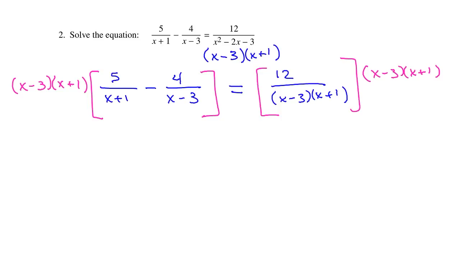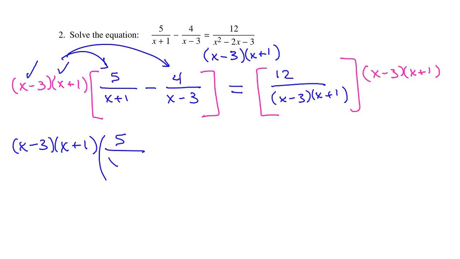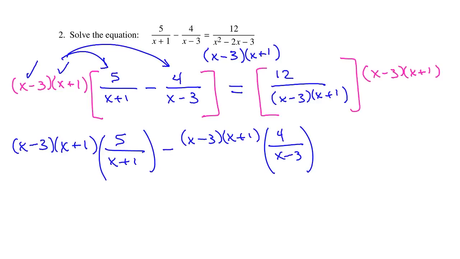On the left side, I'm going to distribute these two factors to both of these two terms. So that gives me x minus 3 times x plus 1 times 5 over x plus 1 minus x minus 3 times x plus 1 times 4 over x minus 3. On the right side, I'm going to go ahead and cancel. So we have x minus 3, x minus 3, x plus 1, x plus 1. And that leaves me with just 12.